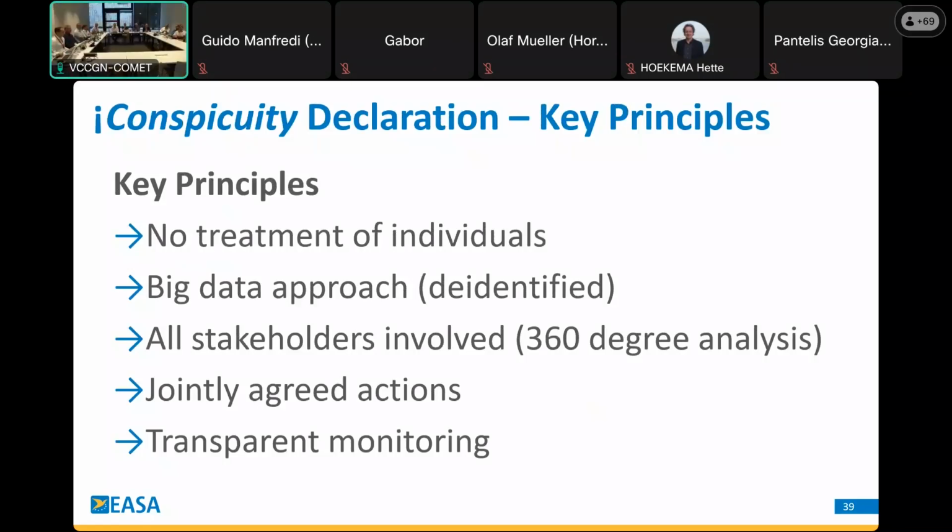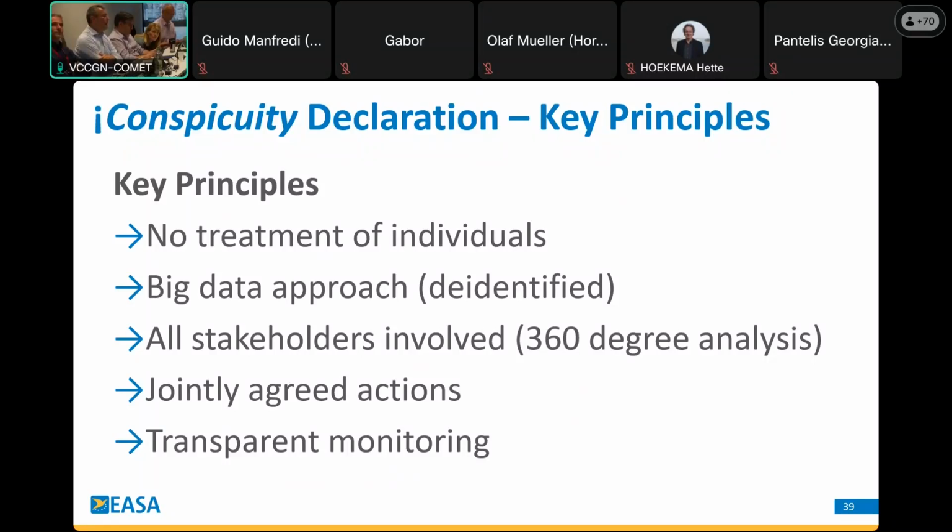The key principles of the declaration will be that the objective is to remove the fear of pilots to be conspicuous. So we want to get pilots' confidence for conspicuity in the air. And the declaration will aim at stating clearly that individual breaches will not be tracked, followed, or treated. There will be no management at individual level.